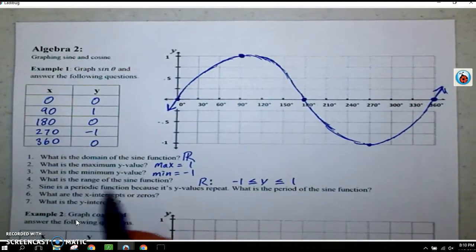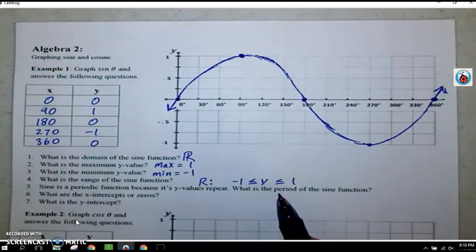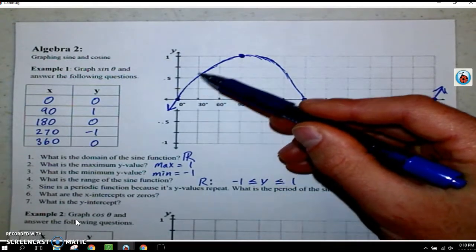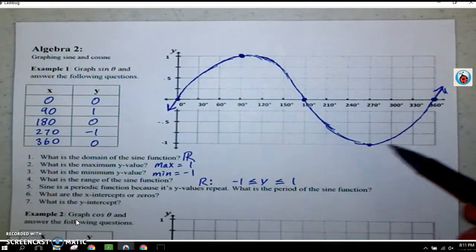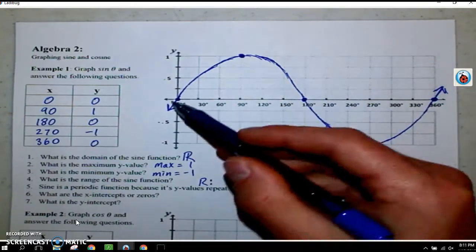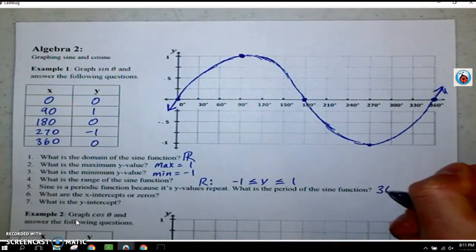It says sine is a periodic function because its y values repeat. What is the period of the sine function? Well, the period is essentially the length of x values that I have to travel until my y values start to repeat in the same pattern that they were before. While I travel 180 degrees to get back to 0, I still have to go the full 360 until I would start to mimic this path once more. So my period is going to be 360.